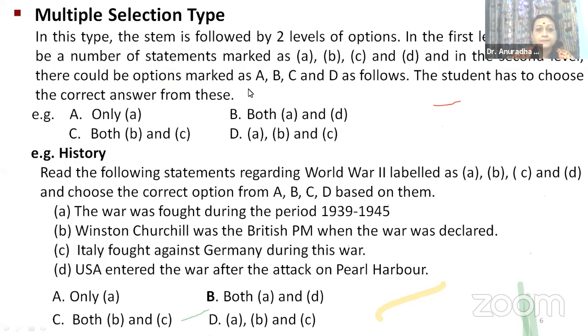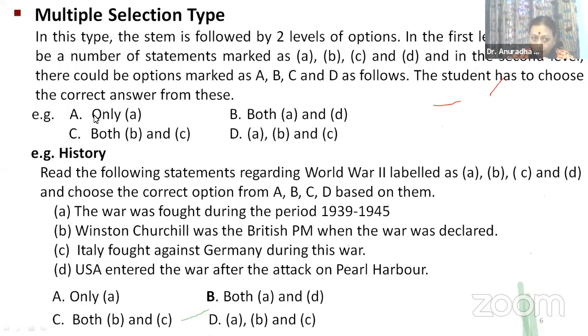One is called the multiple selection type. In this type, you can have more than one correct answer. And then how would you deal with it through an MCQ format? So you have the stem. You can have two levels of options. In the first level, there might be a number of statements, which you can mark as small a, small b, small c, small d. And then the options from which the student has to choose could be marked as A, B, C, and D, as we have said earlier. The student only chooses the correct answer from these.